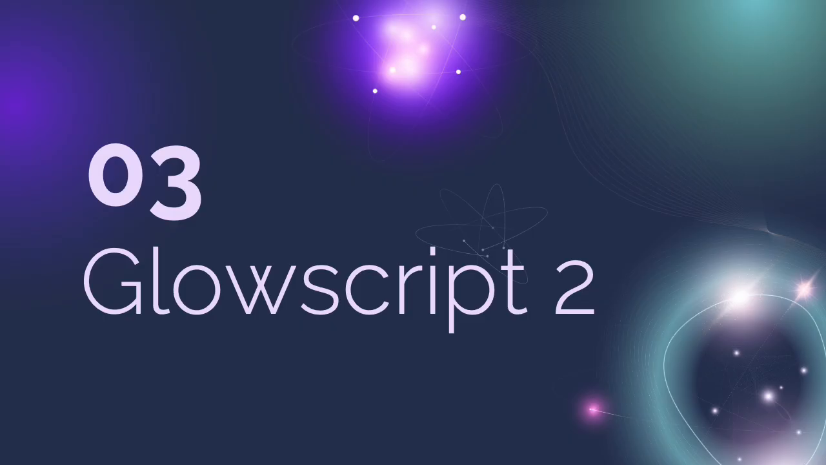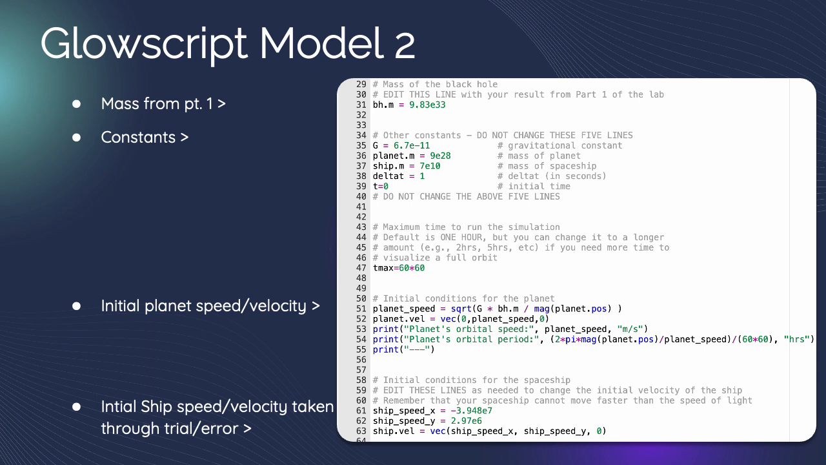And so now we're on to more coding. I'm trying to figure out the initial velocity of the spaceship so it doesn't crash into the planet or the black hole. The mass of the black hole was from part 1, and then I put in the constants that we know, and then I put in the initial planet speed and velocity, and through trial and error we can see what the speed and velocity are, as you can see here on the bottom.